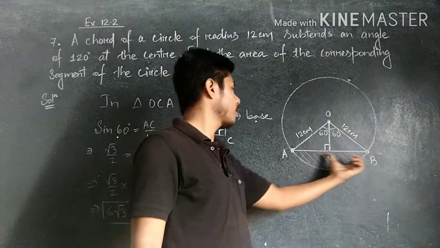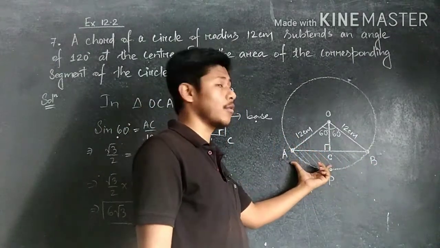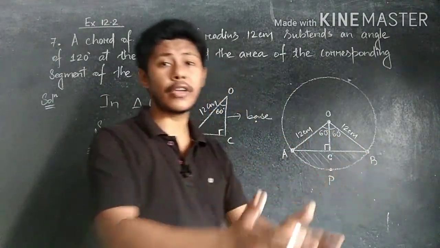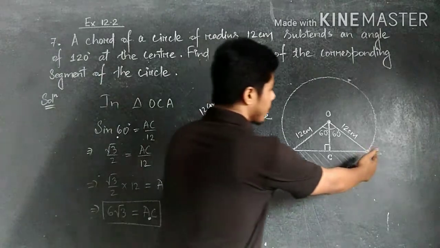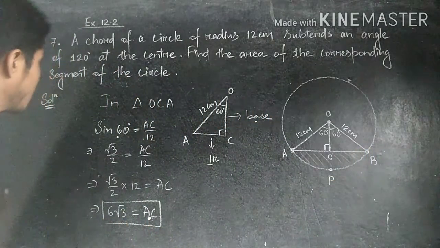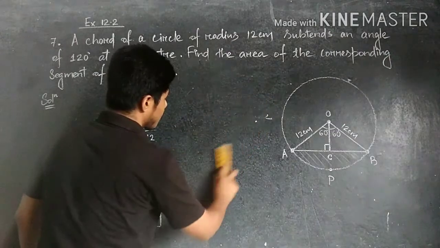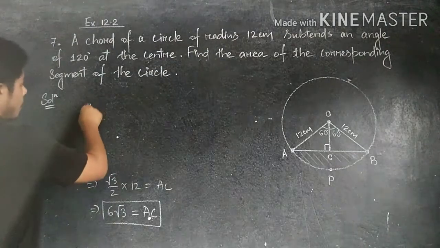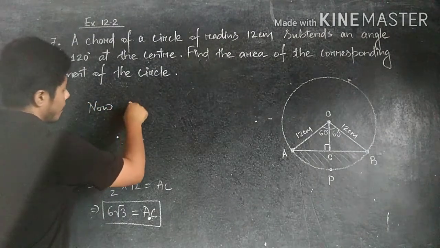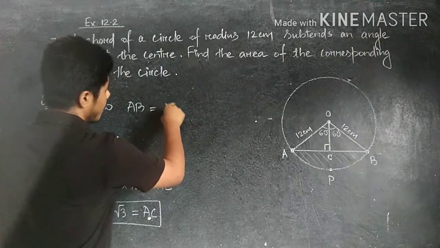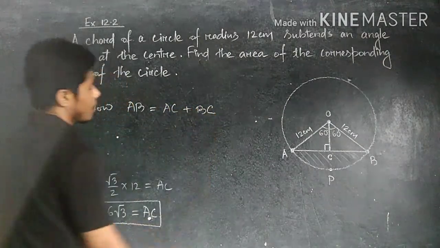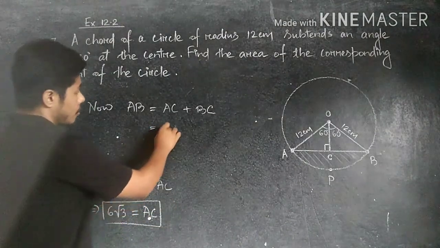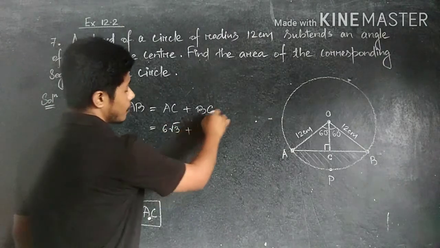Since we know AC is equal to BC, if AC is equal to 6 root 3, then BC is also how much? 6 root 3. So 6 root 3 and 6 root 3, easily we can add these two, and finally we get the length of AB here. So that's what you have to do. Let's see in this case. If we write AB, AB equals AC plus BC. So AC means what here? 6 root 3. So we write 6 root 3 plus BC is also the same.